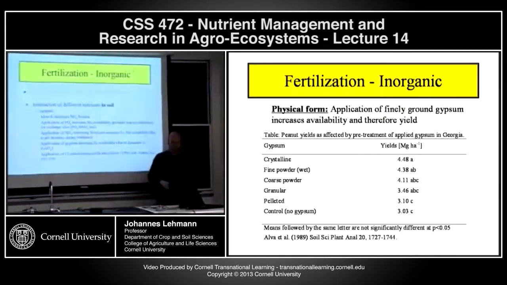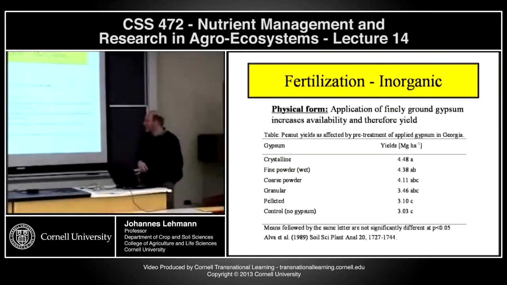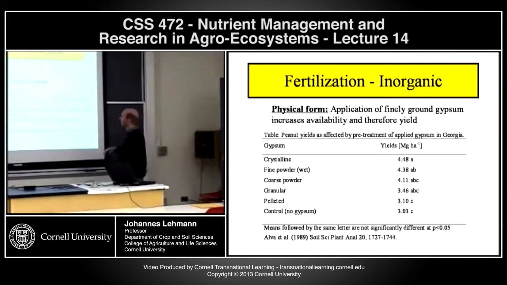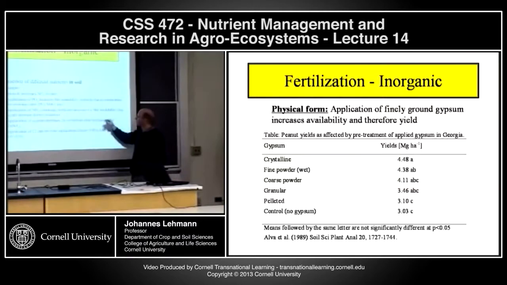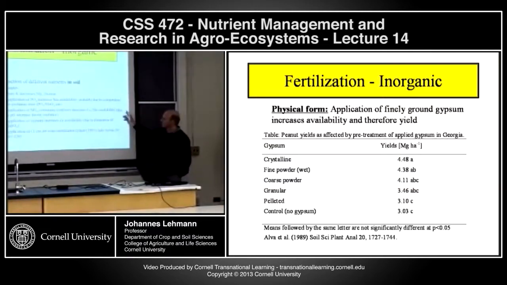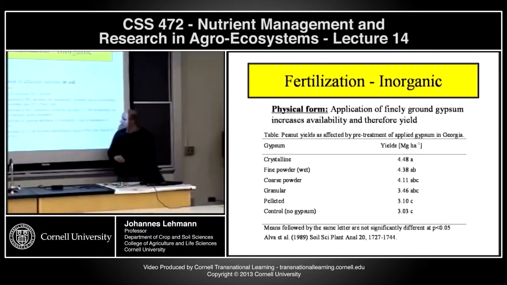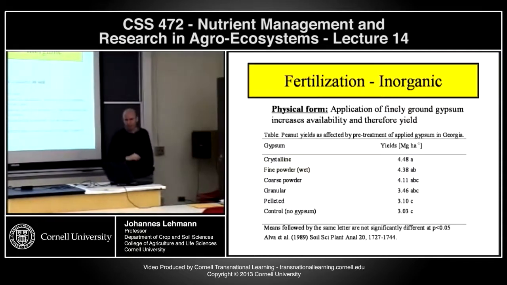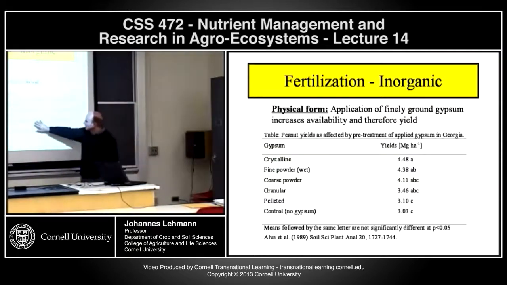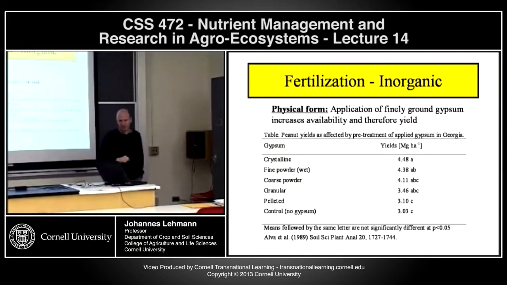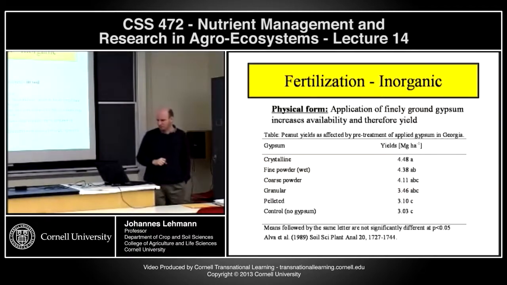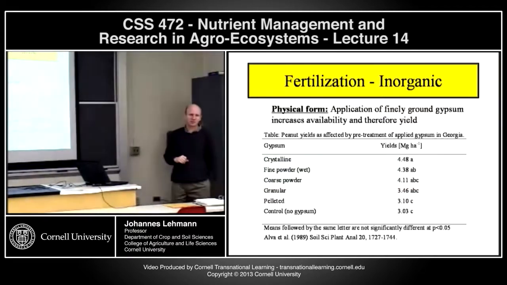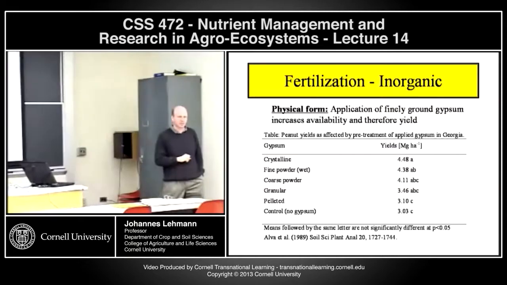The next one, application of ammonium, increasing the iron and manganese availability, probably due to pH decrease during oxidation. Application of gypsum increases the zinc availability because the zinc sulfate is formed.